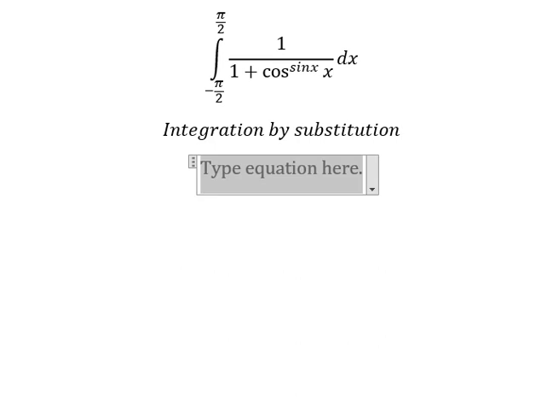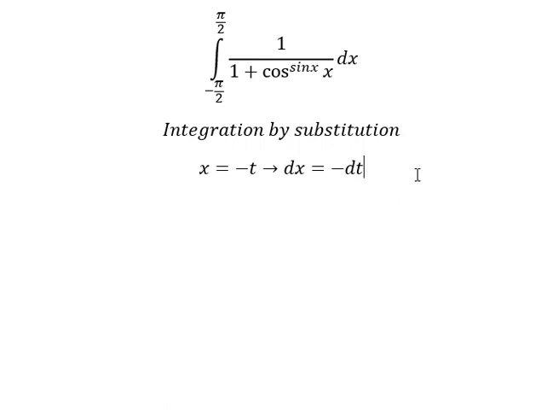So I will put s equals negative t. After that, we need to take the first derivative of both sides, and we have it like this. Next, we need to change the bounds.